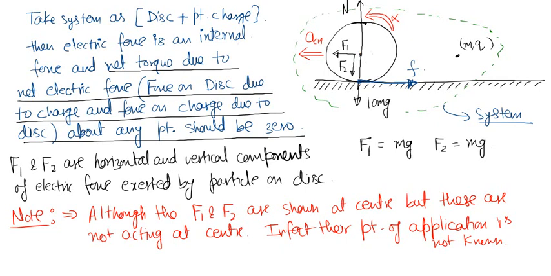So the net torque due to the net electric force about any point should be zero. Why? Because this electric force is an internal force. So the net torque of that electric force about any point will be equal to zero.